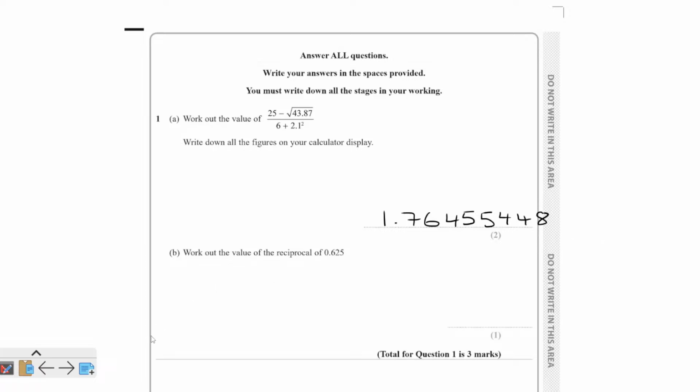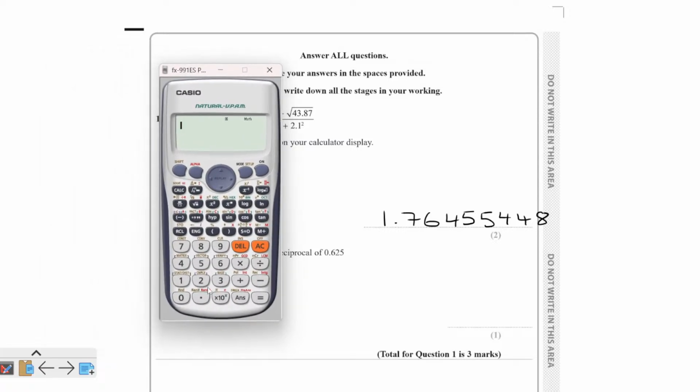Then we've got part B, which is separate. So work out the value of the reciprocal of 0.625. Now, because this is a calculator paper, and reciprocal is when you flip a fraction upside down, isn't it? What I'm going to do is use my calculator to work out 0.625 as a fraction first, and then I can just flip it myself.